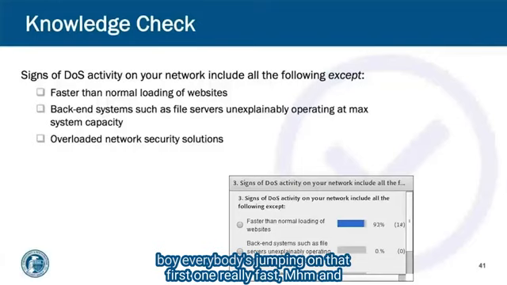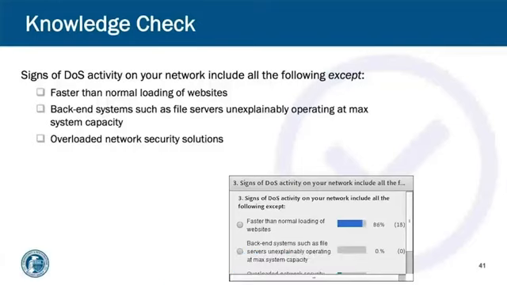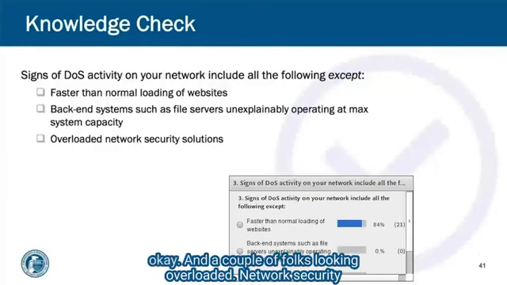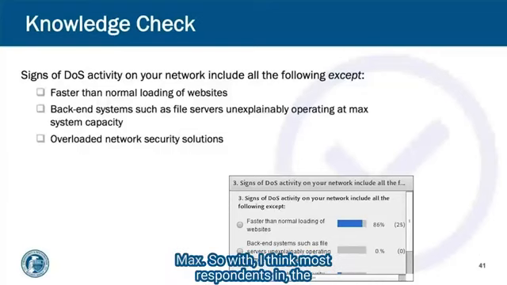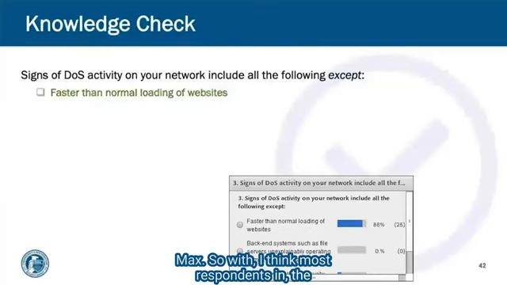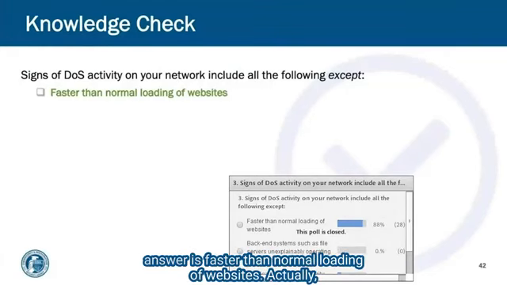Boy, everybody's jumping on that first one really fast. And okay, got a couple folks looking at overloaded network security solutions. Somebody looking at back-end systems operating at max. So with, I think, most respondents in, the answer is faster than normal loading of websites.